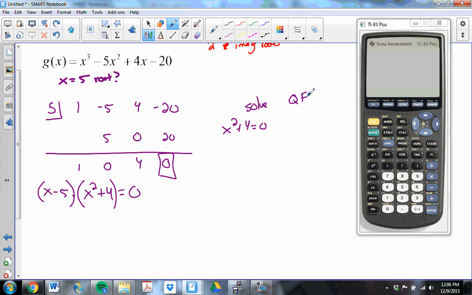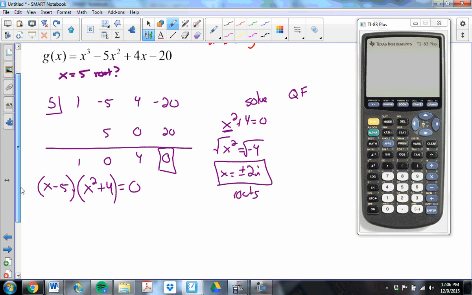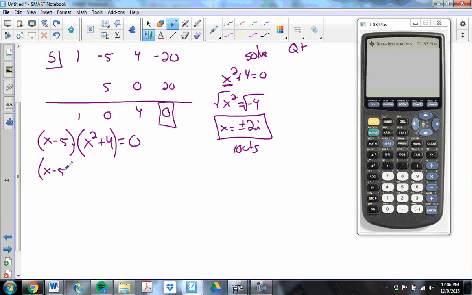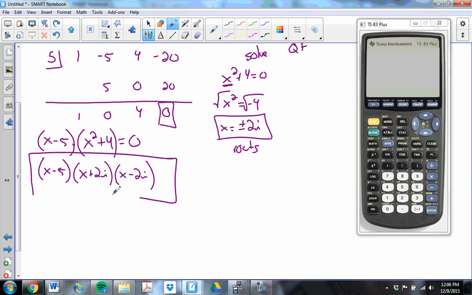Since there's just one x squared, I can solve this like regular: subtract a 4 from both sides and take a square root, and I get plus or minus 2i. Those are my other two roots. Since those are my roots, here's how this factors: x minus 5, x plus 2i, x minus 2i. I have factored the equation. It has roots at 5 and plus or minus 2i.